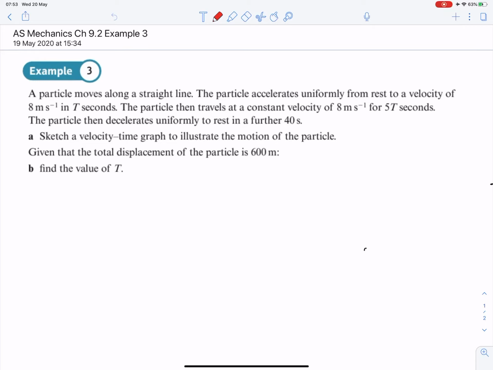Okay, so here we go with the next example on the mechanics, still on velocity time graphs. Usual, let's pick out the key information. A particle moves along a straight line. The particle accelerates uniformly from rest to 8 meters per second in t seconds. The particle then travels at a constant velocity of 8 meters per second for 5t seconds. The particle then decelerates uniformly to rest in a further 40 seconds. Sketch a velocity time graph to illustrate the motion of the particle.